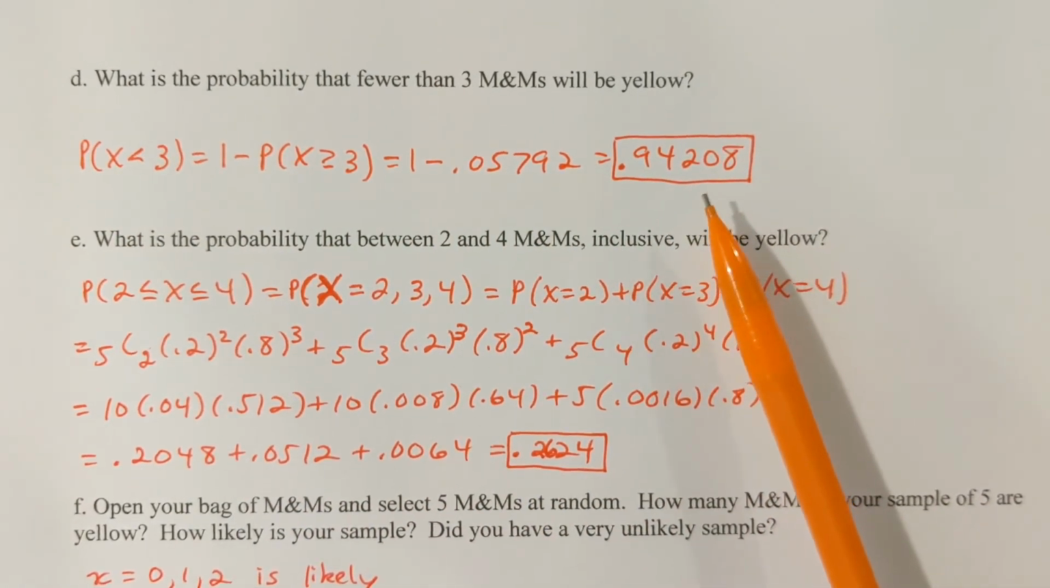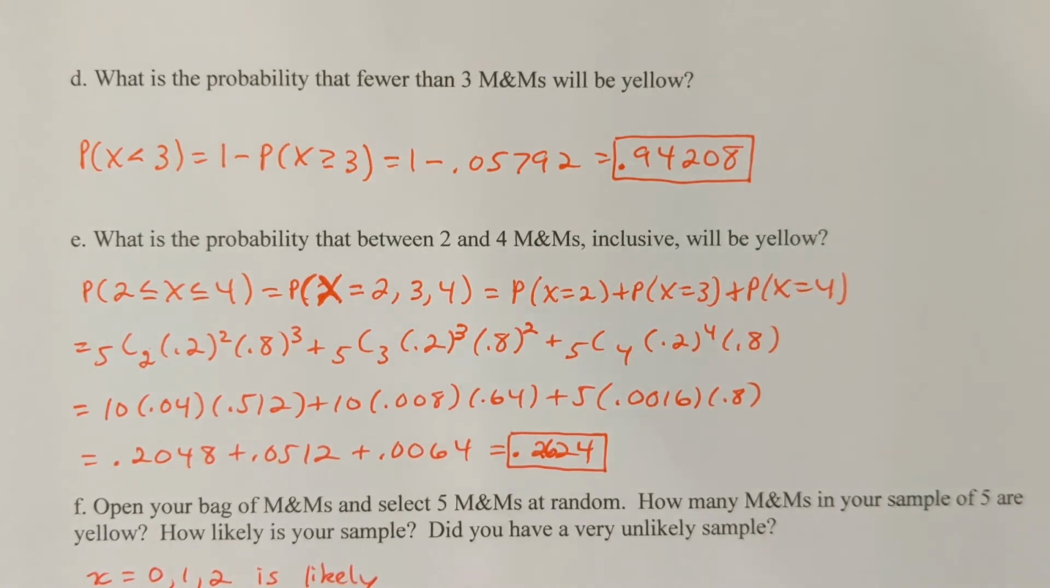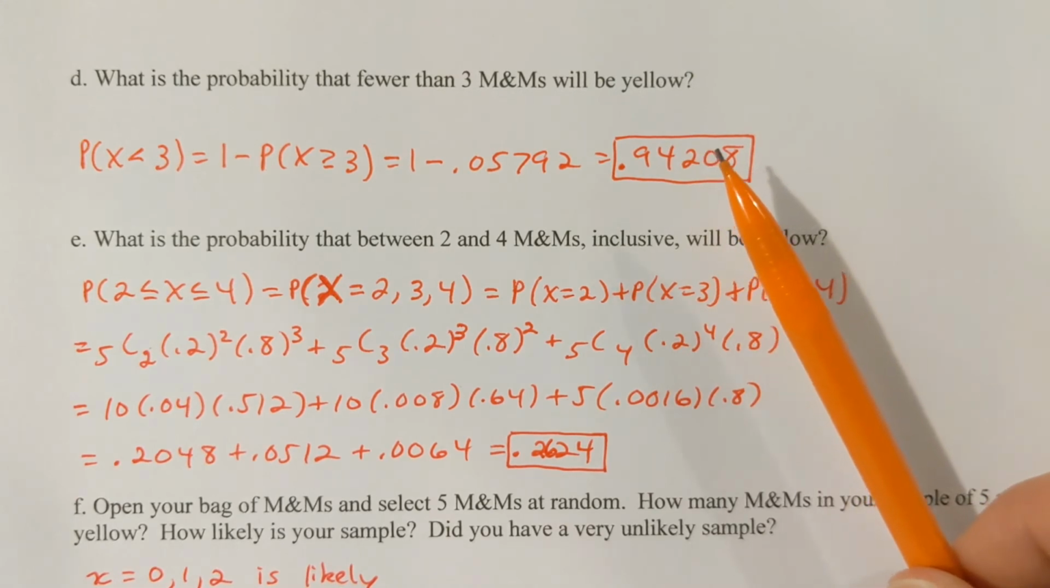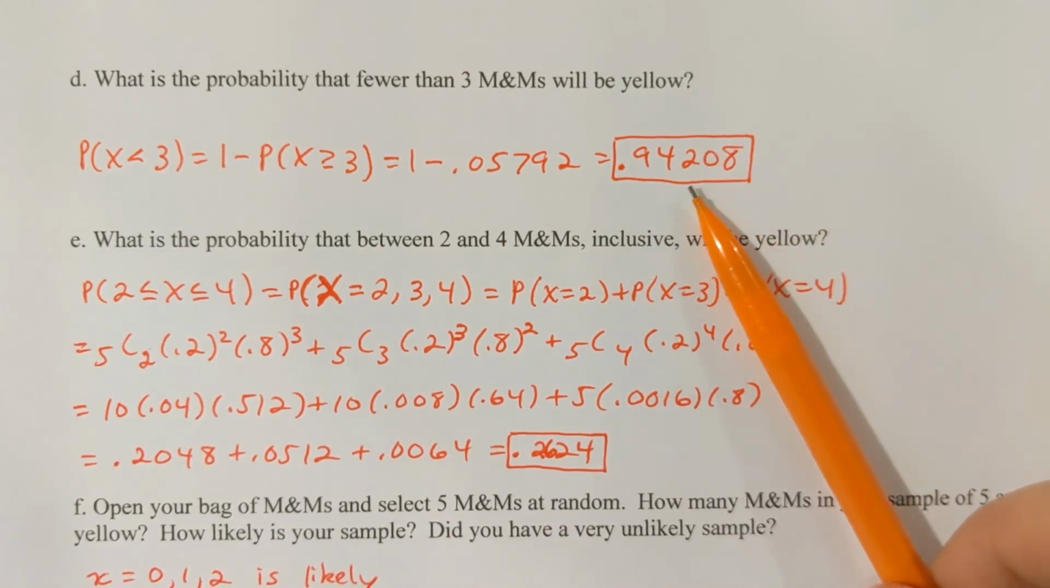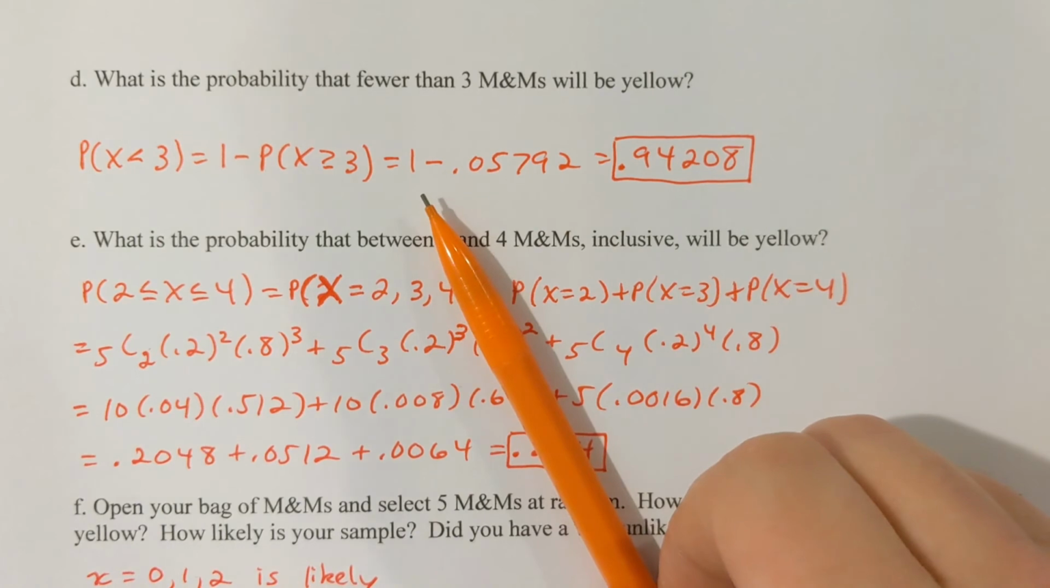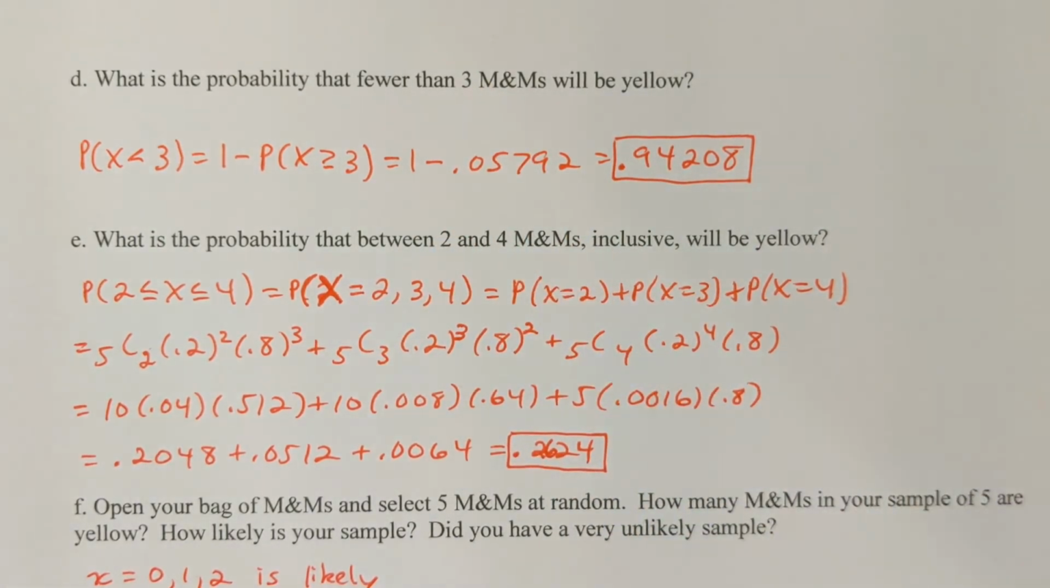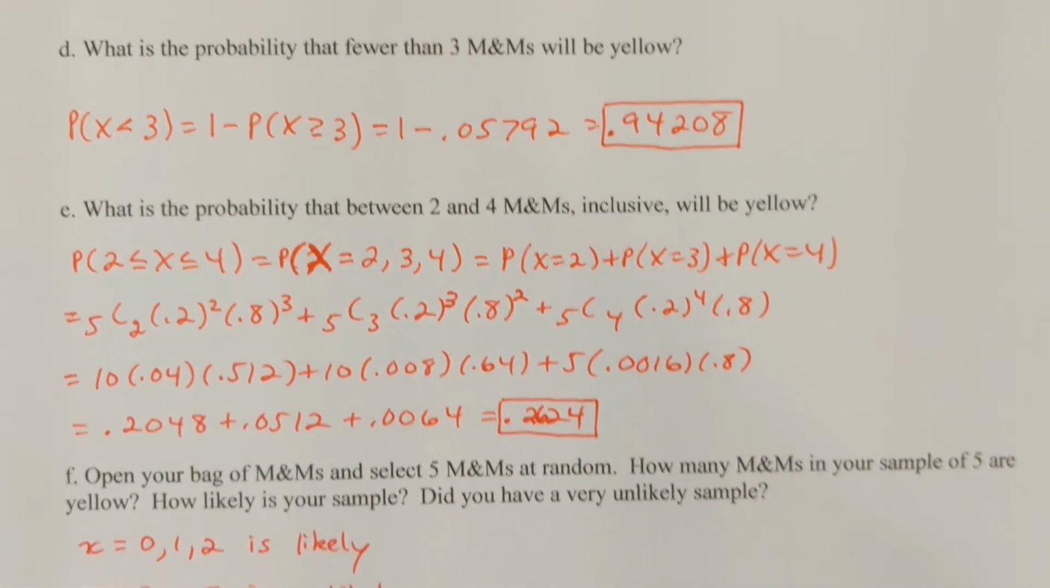And it looks like we have a 94.208% chance that there's going to be fewer than 3 yellow M&Ms in the group of 5. That seems very likely to happen with that probability being so high. Now, if I were to compute 3 probabilities, so when x is 2 or 1 or 0, I would still get the same answer. But consider the times where you can use the complement rule if you've got information already computed earlier. That would be the faster approach, of course.